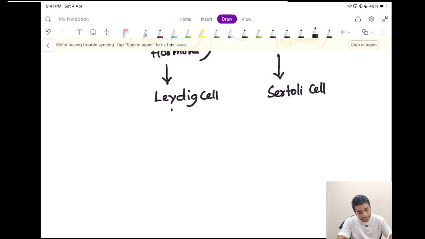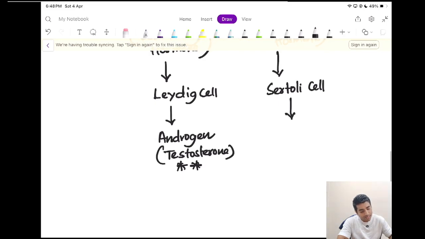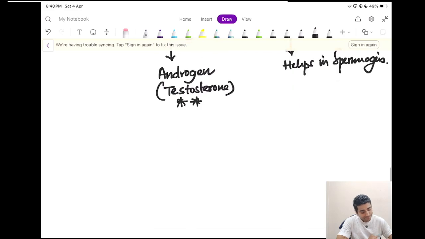Number one, Leydig cells will form androgen. Androgen means male hormone, that is testosterone. Now testosterone will help in the process of sperm formation, that is spermatogenesis. Sertoli cells actually help in spermiogenesis. Now, what is spermatogenesis and what is spermiogenesis? I will talk about it a little later.